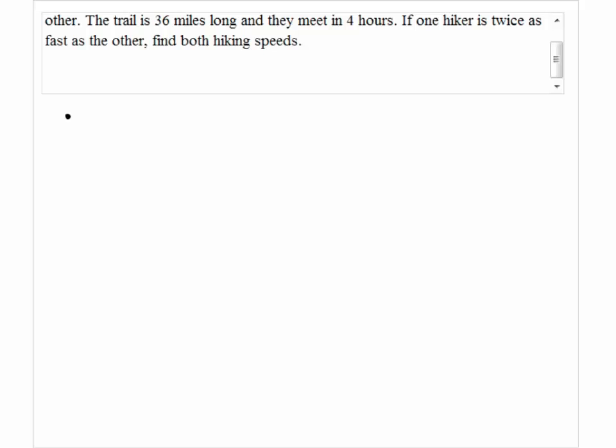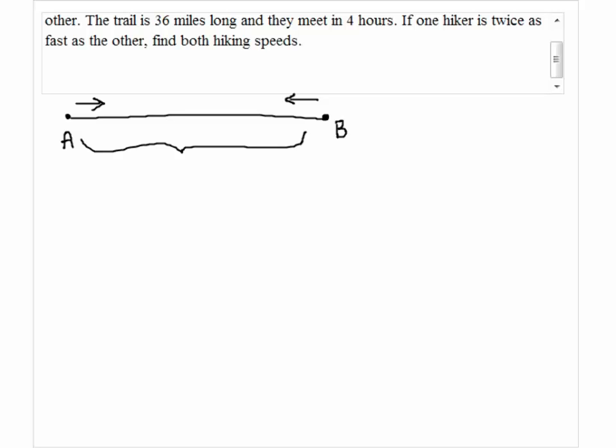Let us draw a picture. Two hikers start at opposite ends of the same trail. So the first one, hiker A, is on the left-hand side and hiker B is on the right-hand side. And they walk towards each other, so they are going to meet somewhere in the middle. And the distance between them at first is 36 miles.